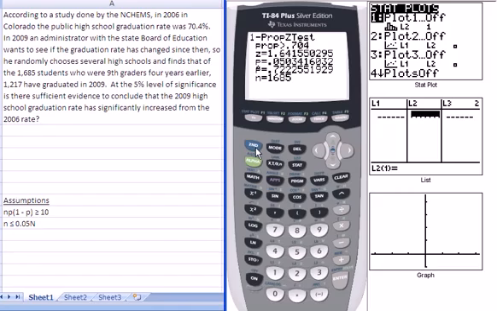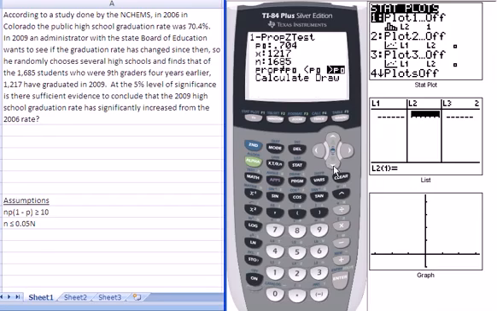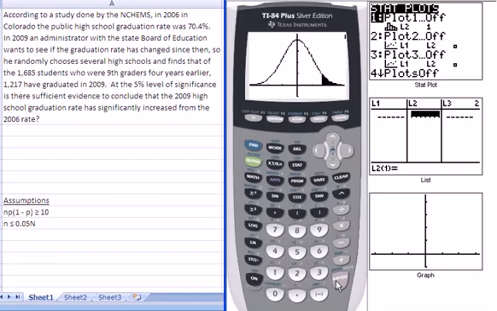The last thing I'll show you is back in the test function. I'm going to go back over to the test submenu and choose 1-PropZTest again, and then I'm going to arrow down to the draw option to show you what the test looks like. You'll want to make sure that your stat plots are all turned off and that your Y equals menu is off also. And when I choose draw, it brings up that standard normal distribution curve, and then it shades the proportion of the curve corresponding to the p-value. So that's this dark area here of 0.0503. And the boundary of that shaded area would be where your test statistic sits at about 1.64.